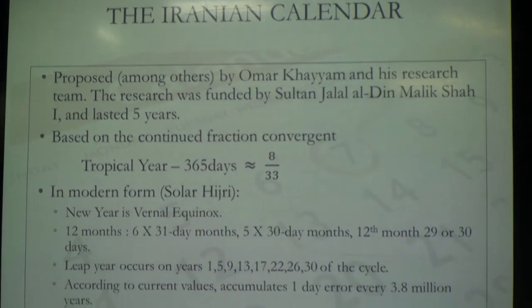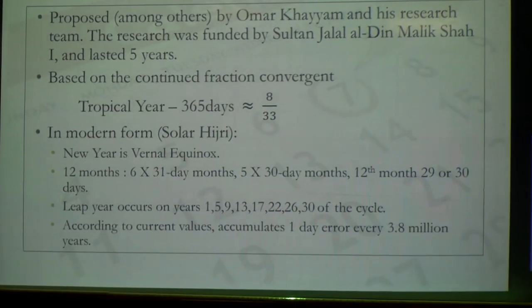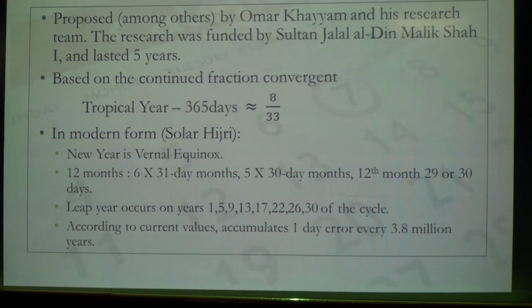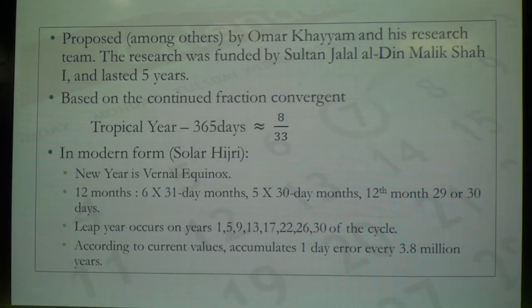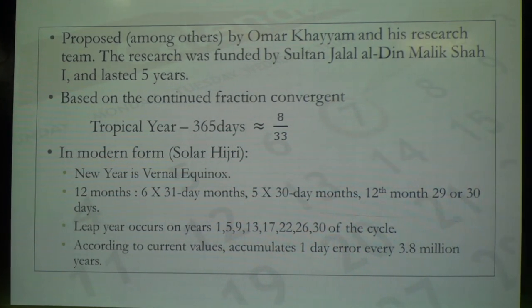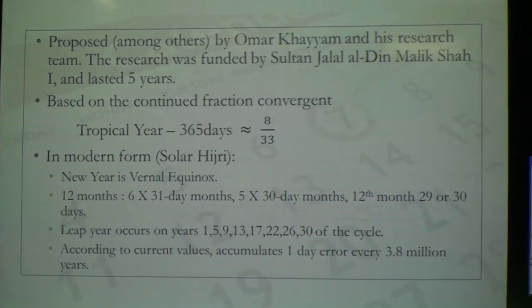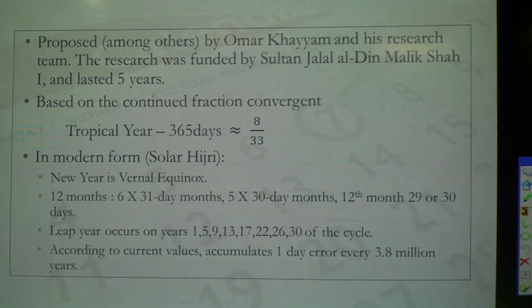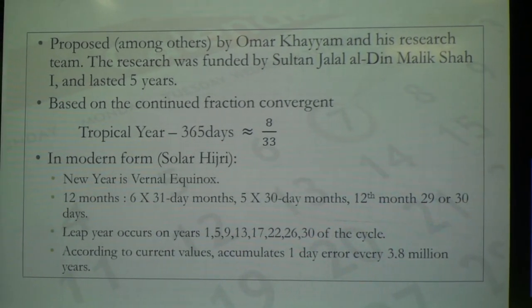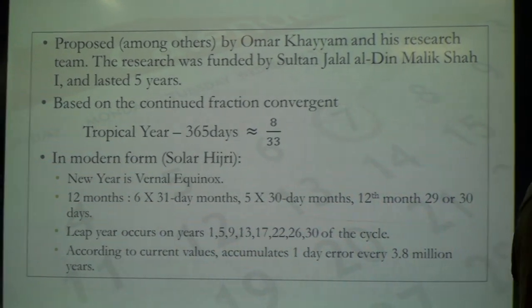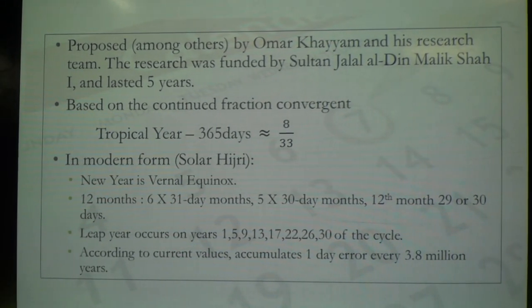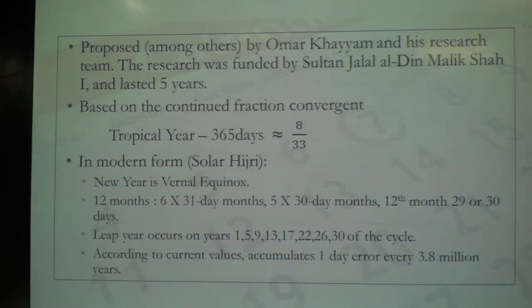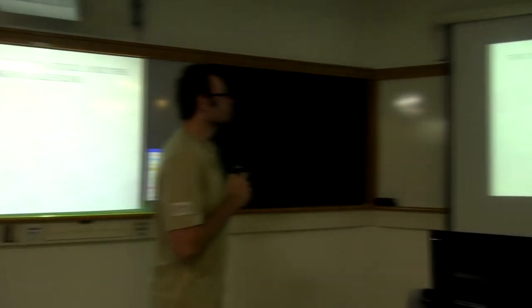You have 12 months, 6 of 31 days, 5 of 30 days, and the 12th month is the leap month. And whenever the year has this index in the cycle of 33, you add one day to the last month, and this is a lot more precise than the Gregorian calendar. I have no idea why we are not using this instead. This is a great calendar.